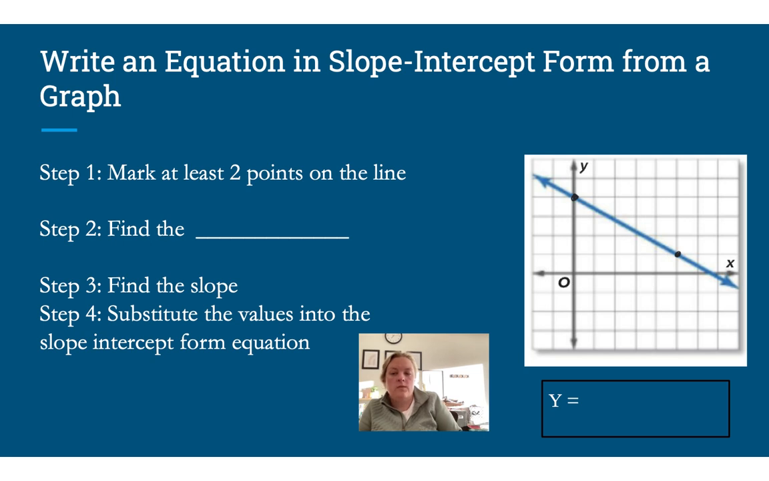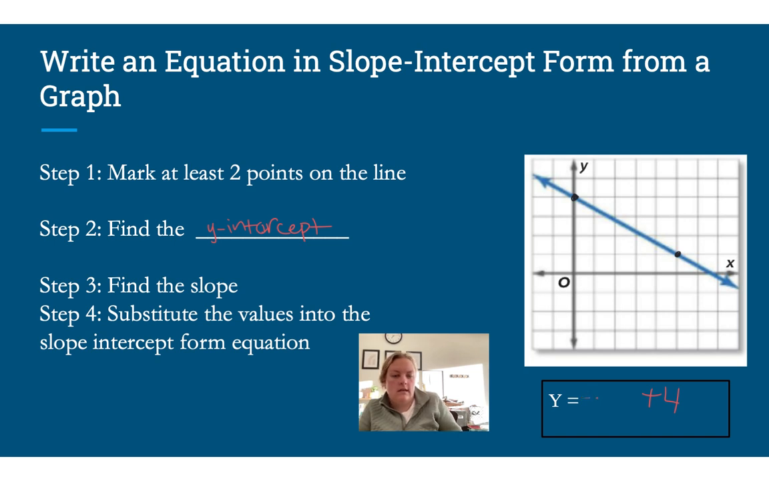So once we mark our 2 points, we want to find the slope and the y-intercept. So we find the y-intercept and we find the slope. So my y-intercept is 1, 2, 3, 4. So it's going to be something plus 4. And I'm going to count my slope. So my slope is going to be negative because I know my line is going down.